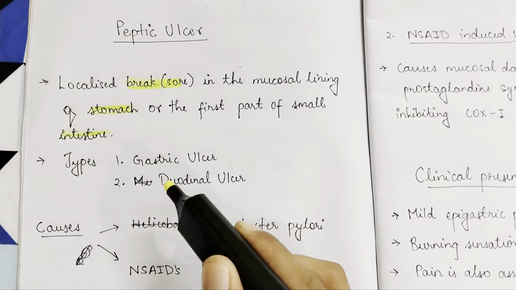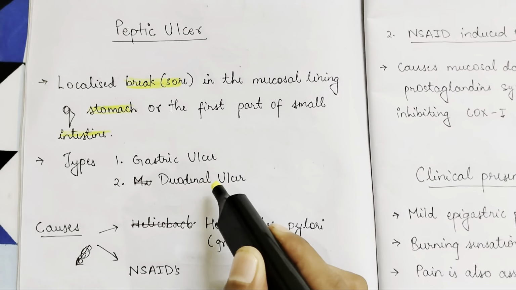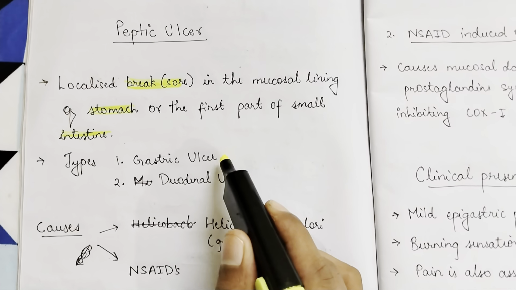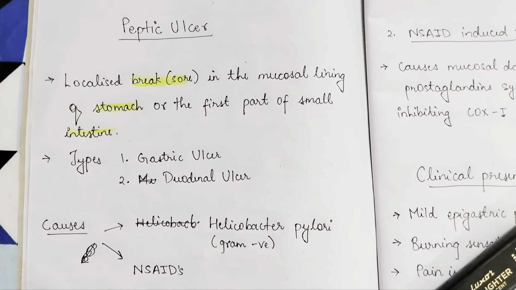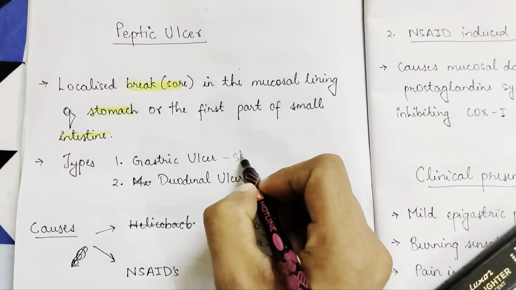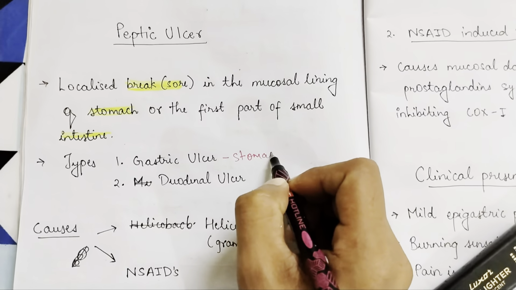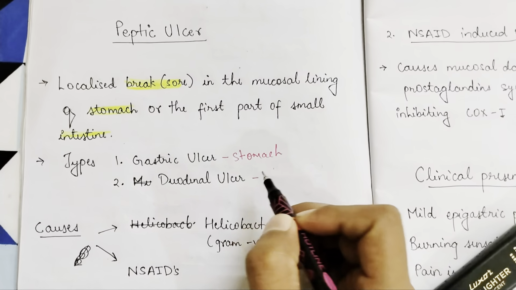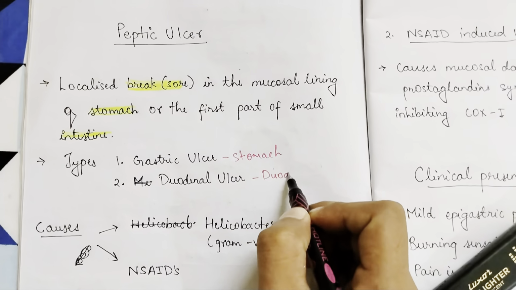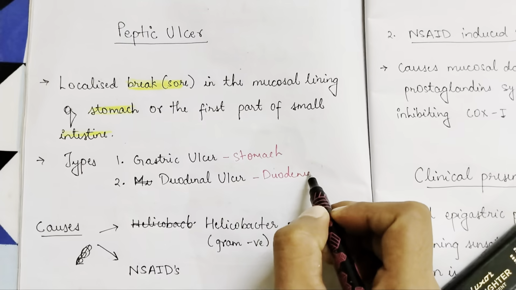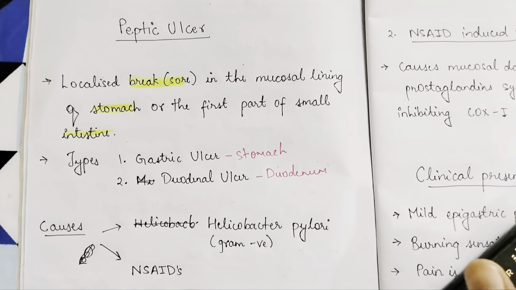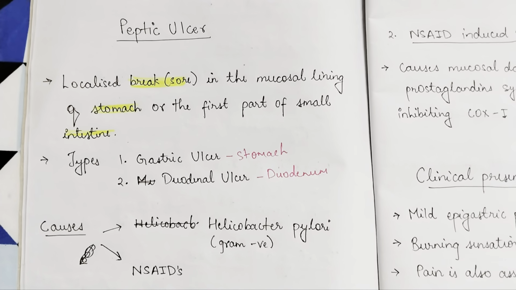It is divided into two types, gastric ulcer and duodenal ulcer. So what is gastric ulcer and duodenal ulcer? If the ulcer is formed in the stomach, it is called gastric ulcer. And if it is formed in the duodenum, which is the first part of the small intestine, then it will be called duodenal ulcer. And how do we differentiate between gastric ulcer and duodenal ulcer in the clinical presentation?